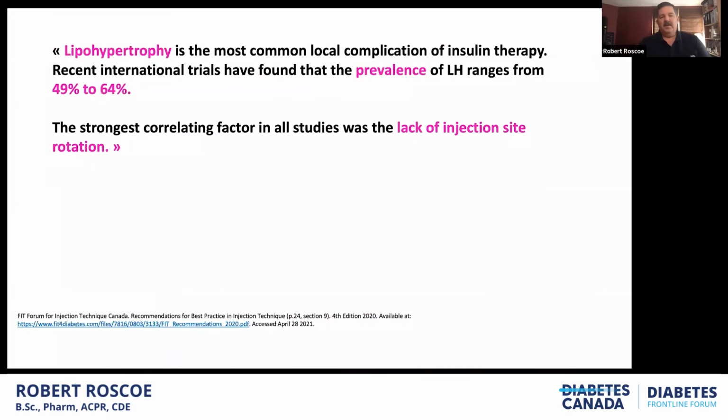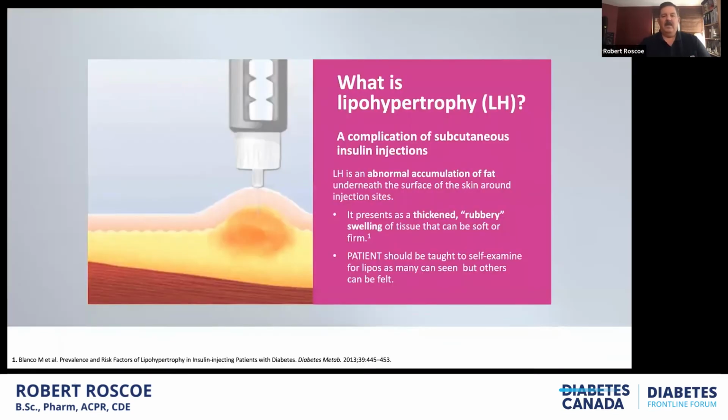So the bottom line here is that lipohypertrophy is a common local complication of insulin therapy that has a prevalence of at least 50 to 60%. And the strongest correlation is a lack of injection site rotation. So let's take a quick step back. What is lipohypertrophy? It's just basically an accumulation of fat tissue underneath the skin where people do their injections.